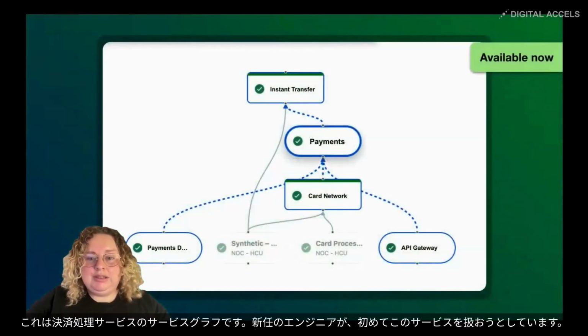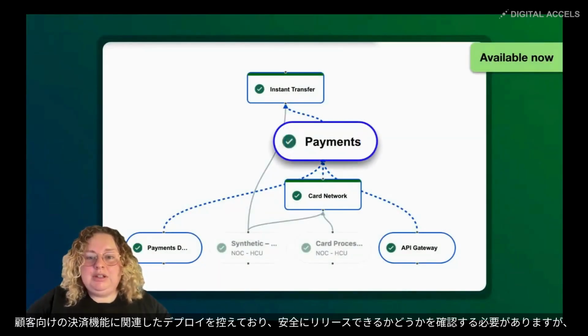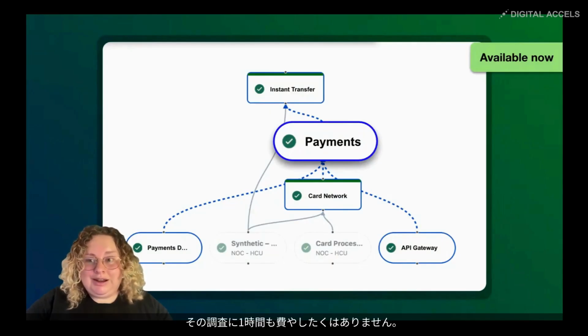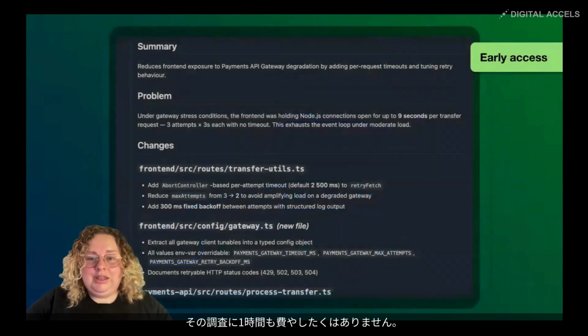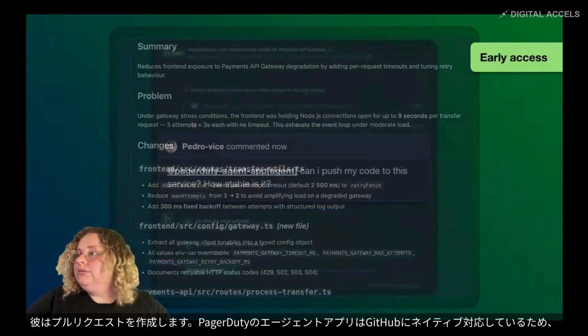This is the payment processing service graph. Our engineer just joined the team, and this is his first time touching the service. He's about to deploy and can see it rolls up to a customer-facing payment feature. He needs to know if it's safe to ship, and he'd rather not spend the next hour figuring that out. He creates a pull request.